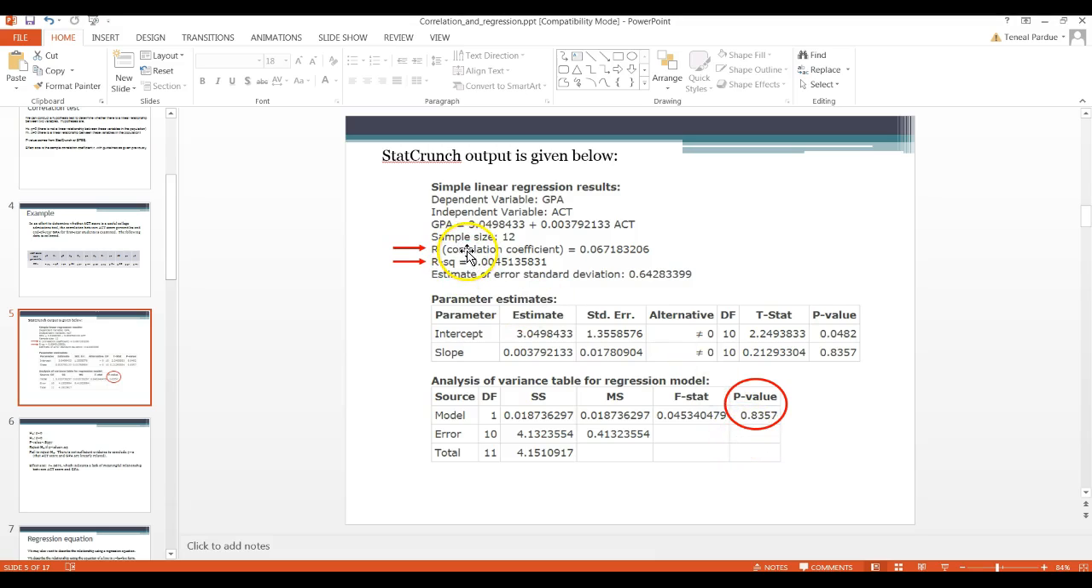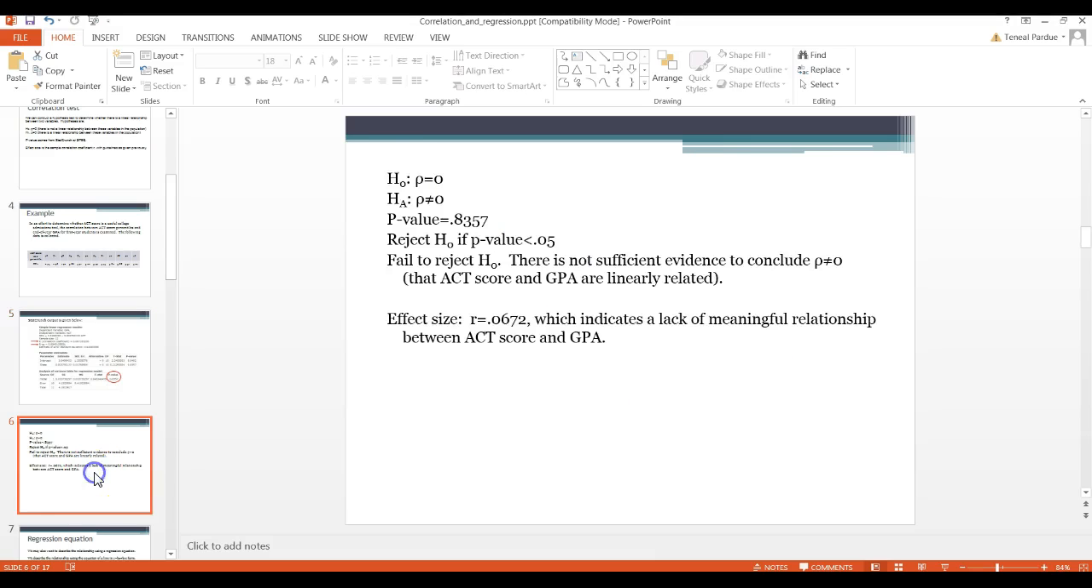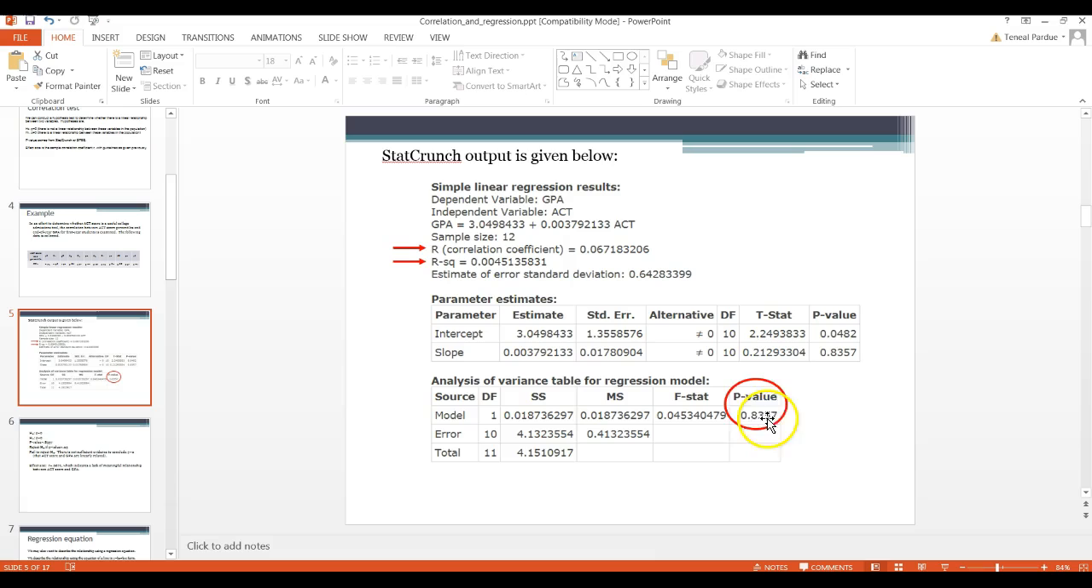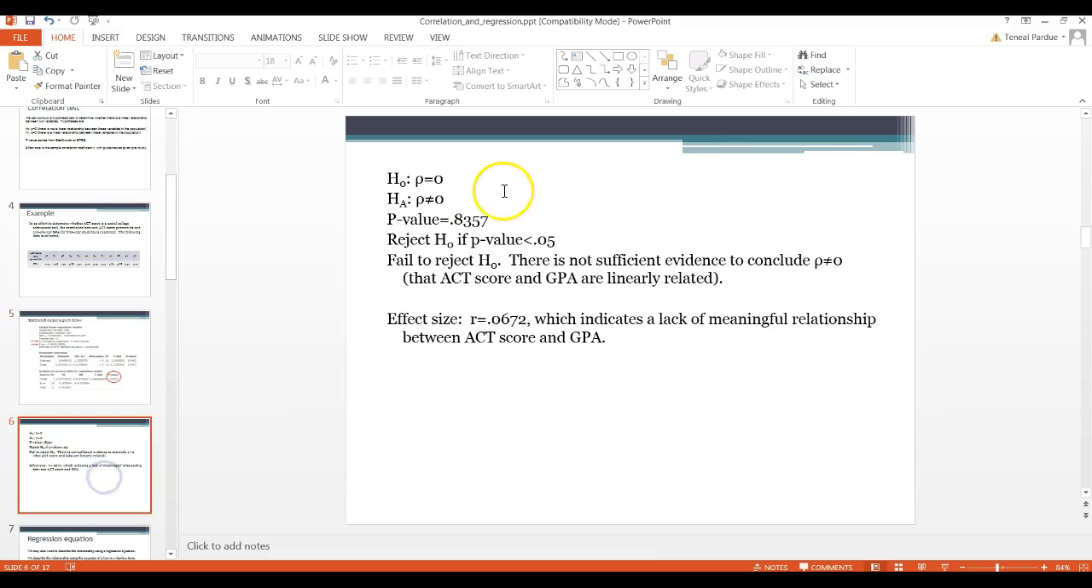We need the correlation coefficient, we need the r squared, and we need the p-value. So our hypotheses are going to be rho equals 0 versus rho not equals 0. The p-value comes from that output, circled here, the 0.8357. We'll reject H-naught if the p-value is less than 0.05. And since our p-value is larger than that, we will fail to reject H-naught and say that there is not sufficient evidence to conclude that these two variables are linearly related.